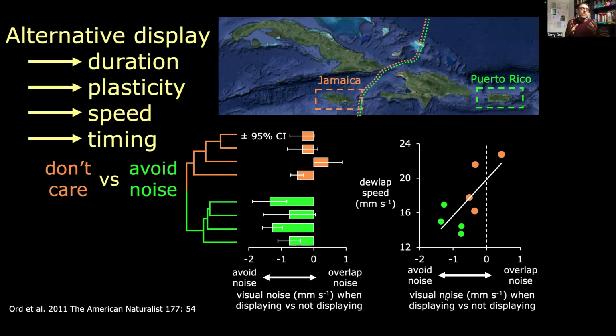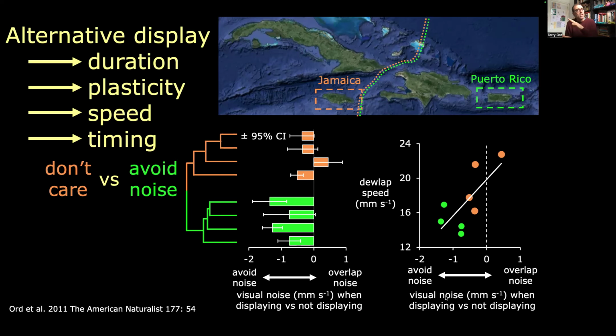And we know that the dewlap is particularly important for an effective display because we've done robot playback experiments with the Caribbean anoles, and we've found that a really effective way to alert surrounding receivers in the environment, so territorial neighbors, that you're performing your advertisement display, is by rapidly flicking out that dewlap at the start of the display. It's a wonderful orienting device.